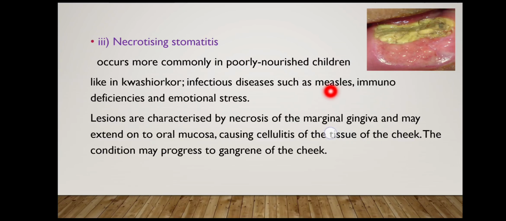Necrotizing stomatitis occurs mostly in poorly nourished children, like in kwashiorkor, infectious diseases like measles, immunodeficiencies, and emotional stress. All these reduce the immunity. The lesions are characterized by necrosis of the marginal gingiva and may extend into the oral mucosa. So, here the oral mucosa is being involved.